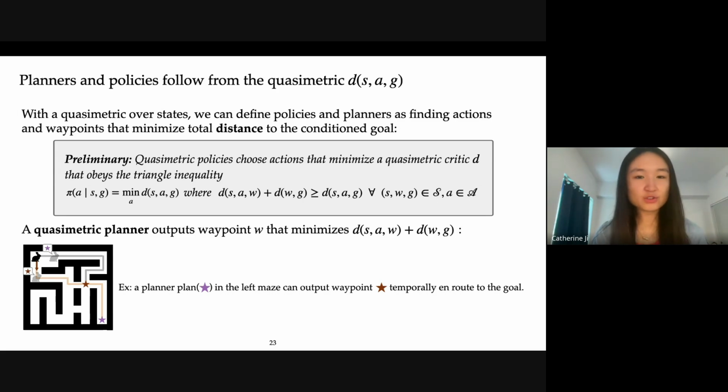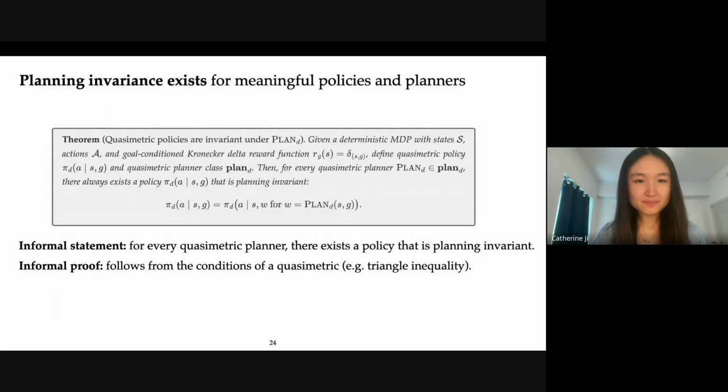So now we have the pieces to give the main theoretical statements of the paper. We have two main theoretical results that show that horizon generalization exists and is achievable via planning invariance. Our first statement shows that there exist quasi-metric policies that are planning invariant under a planner that was defined, per the last slide, as one that chooses a waypoint en route to the goal. The informal statement is: for every quasi-metric planner, there exists a policy that is planning invariant. And an informal proof is that this statement follows directly from the conditions of a quasi-metric, namely the triangle inequality. There are some more complications when we are working with distributions instead of individual states, but the general idea is we can invoke the triangle inequality in order to get this planning invariance.